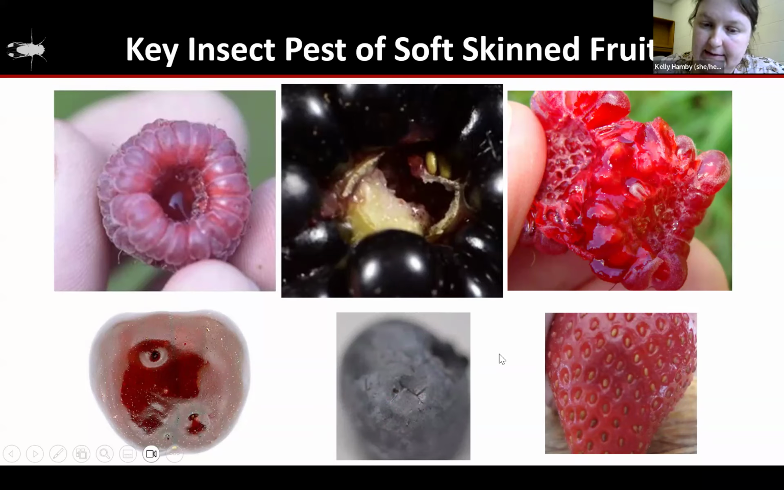So sometimes you're going to see sunken areas in some of these firmer fruits, like cherries and blueberries, whereas you're going to see more soft, leaky fruits in some of these other fruits, like caneberries. And in strawberries, it almost looks like a bruise where the spotted-winged Drosophila damage is occurring. So they can get into all of these fruit crops, and that's why we're talking about them today.